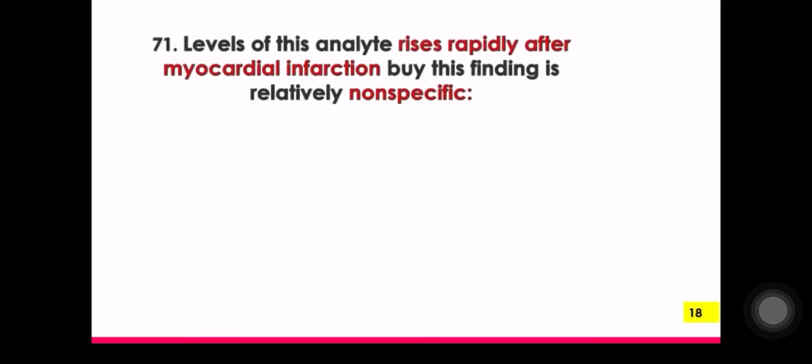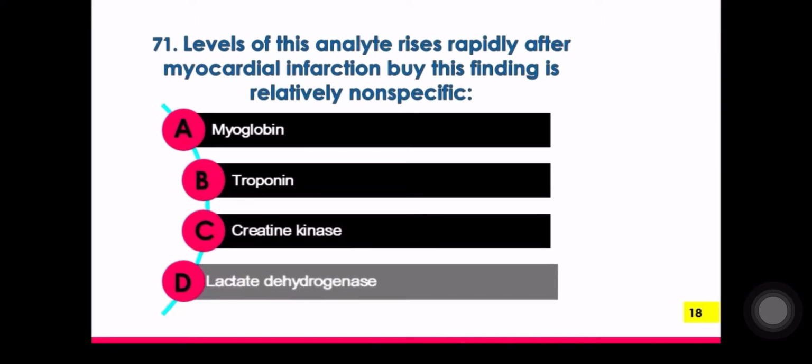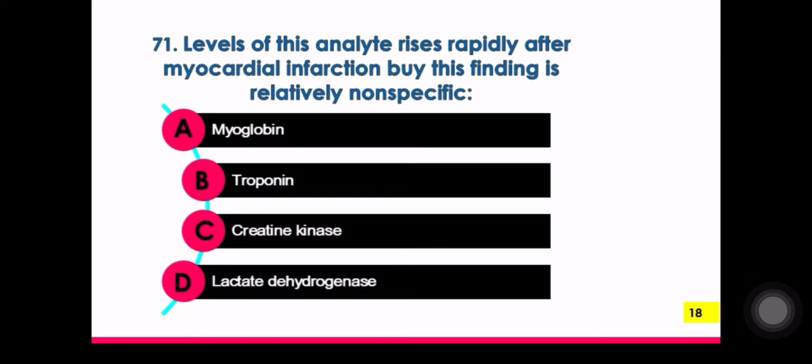Okay, next, number 71, levels of this analyte rises rapidly after myocardial infarction, but this finding is relatively non-specific. Pa-highlight naman po ng non-specific and rises rapidly. Okay, we have letter A, myoglobin, letter B, troponin, letter C, creatine kinase, letter D, lactate dehydrogenase. For number 71, okay, correct answer is letter A, myoglobin.